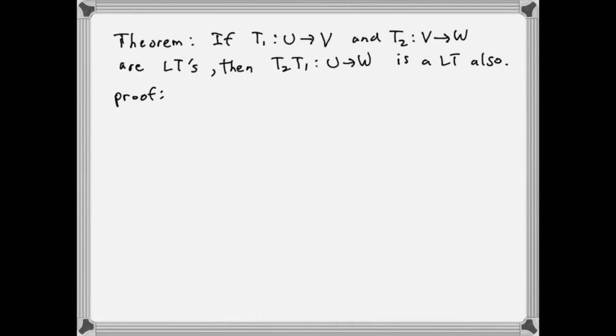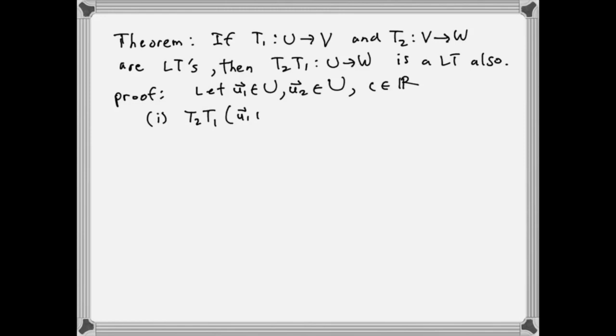Well, we need to show that T2, T1 meets both axioms of being a linear transformation. So let's look at axiom 1. We need to see if the map distributes over addition. So let's actually start by saying let U1 be in U, and U2 also be in U, and then let's take a scalar, right? A real number. So T2, T1 of U1 plus U2 is equal to, remember, this is the same as T2 of T1 of U1 plus U2.